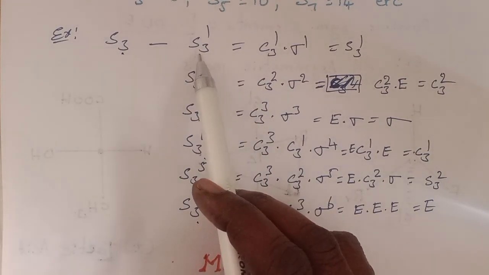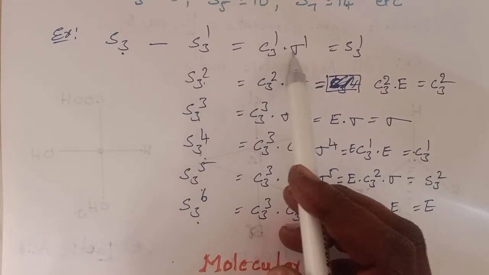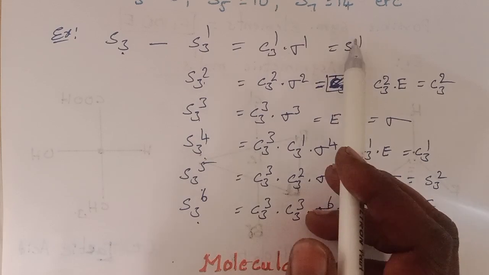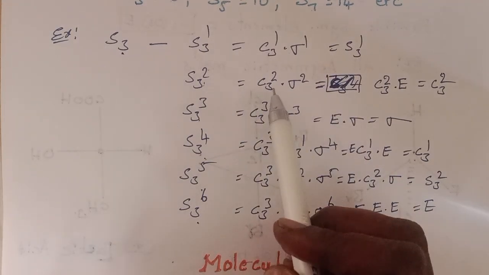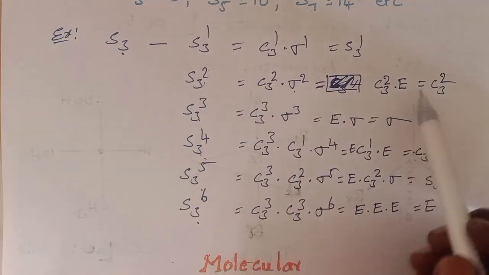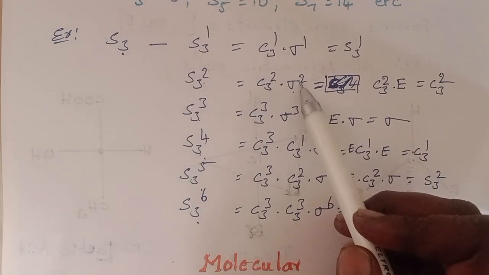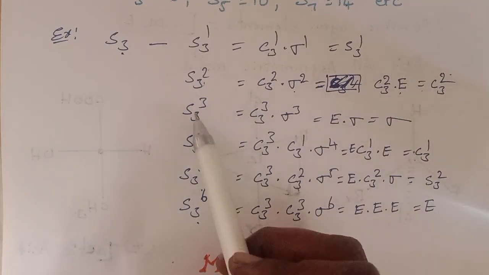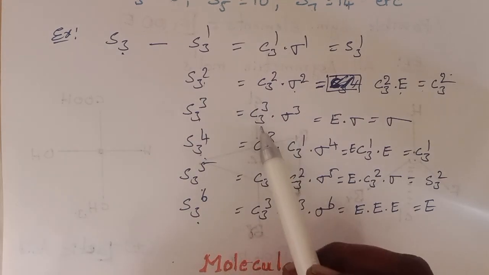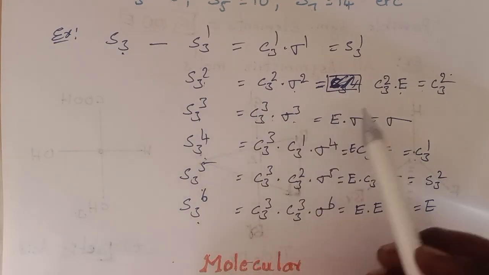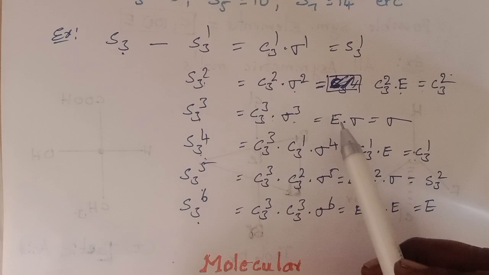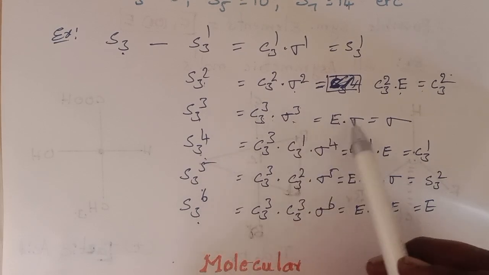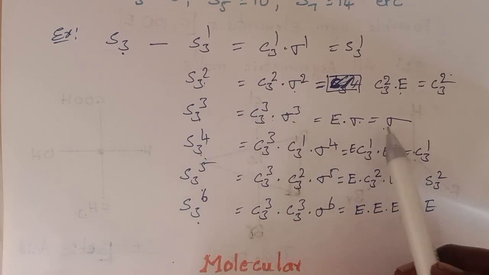So S31 can be written as C31 followed by sigma 1, that is S31. S32 can be written as C32 followed by sigma 2. C32 and sigma 2, n is even, so that is E. Therefore C32. S33 can be written as C33 sigma 3, right? So C33 will result in E and sigma 3 will result in sigma, so it will give sigma.